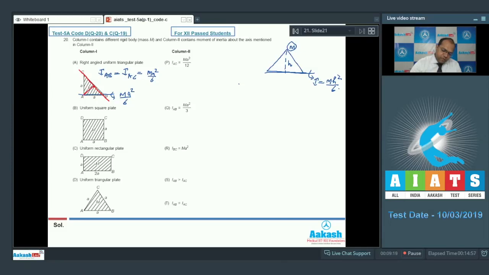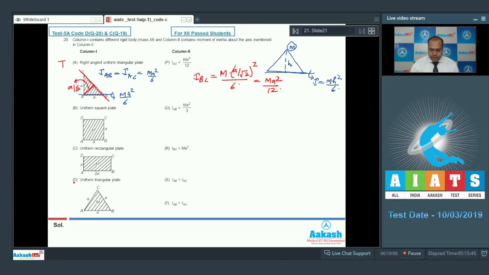Now if I have to calculate the moment of inertia about BC, I have to drop a perpendicular on this. The length of this perpendicular becomes equal to a by root 2. So the moment of inertia about BC can be written as m into h square, where h is a by root 2, its square, divided by 6. So this comes out to be ma square by 12. So the moment of inertia about AB is ma square by 6, and about BC is ma square by 12. So the correct matching will be T only for entry A.